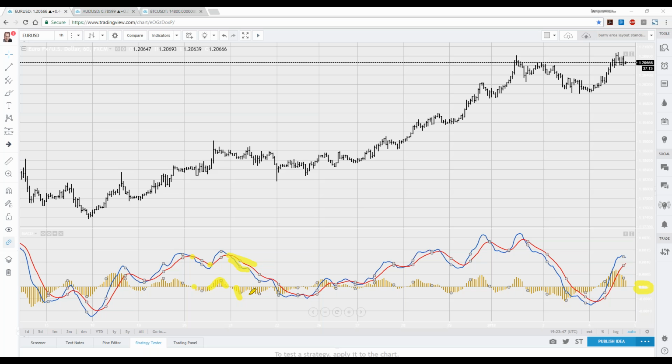Now, if you get used to looking at the histogram and trading from it, you can see everything in all 4 of these lines directly in this histogram. And it gives you this nice little smoothed out visual effect of the MACD. But most people use the signal line and the MACD as well as the histogram.